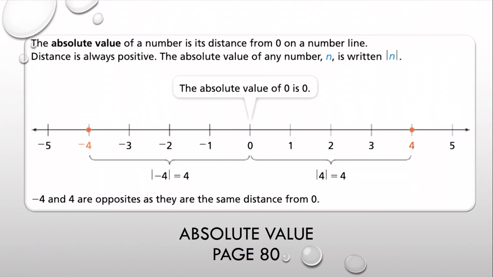All right, the absolute value of a number is its distance from 0 on a number line. Distance is always positive. The absolute value of any number n is written as the absolute value of n, with those 2 bars around the number. This is just a quick review of what you saw yesterday. Remember, the absolute value of 0 is 0. The absolute values of -4 and +4 are both 4 because they are opposites and they are the same distance from 0. This key concept can be found on page 80 of your workbook.